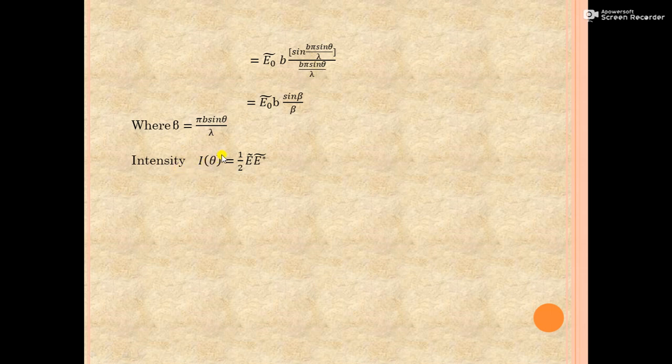and the resulting intensity from an idealized coherent source can be written as I theta is equal to half E tilde times its complex conjugate. So from this we can write it is equal to I naught times sine beta by beta squared, which is I naught sinc squared beta.